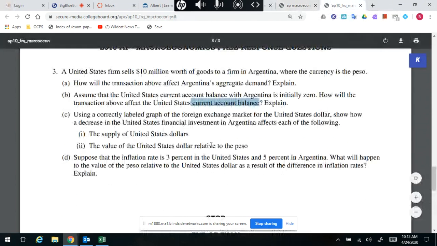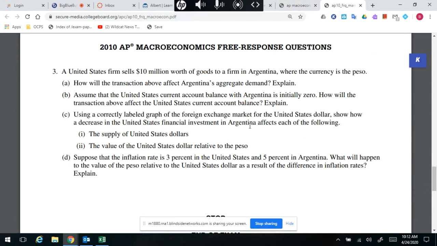All right, let's take a look at C, using a correctly labeled graph of the foreign exchange market for the United States dollar. All right, so this is in terms of the dollar. Show how a decrease in the United States financial investment in Argentina affects each of the following. All right, so we are not investing in Argentina. We show a decrease in the United States financial investment in Argentina. So maybe we used to be buying their bonds and we're no longer buying their bonds. If we're not buying their bonds, that means we're not demanding the peso. If we're not demanding the peso, then there's no reason for us to supply our dollar. You know, we would supply our dollar to demand the peso to buy their financial products. But because we're not buying their financial investments, we're not demanding peso, so we're not supplying our dollar.